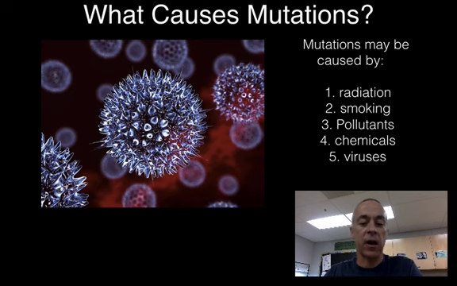And then one that a lot of people don't really associate with mutations or cancer would be viruses. But when you stop and think about what viruses do, they invade our cells, they inject foreign DNA into our cells in order to take over the manufacturing abilities of our cells. That can lead to permanent damage in the DNA. And so there are certain viruses that are associated with cancers.